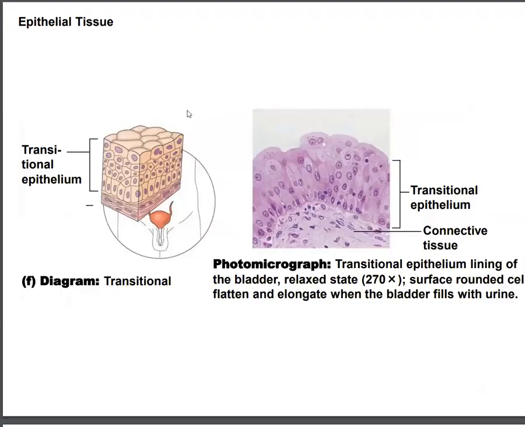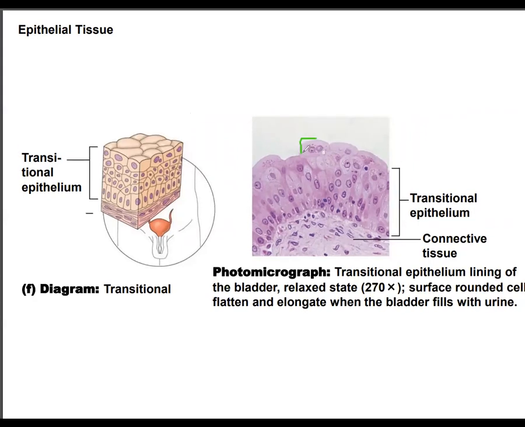Then in the epithelial tissues, we have one rule breaker. This rule breaker only has two names, so he doesn't have a first, middle, last. He only has a first and last name. This is your transitional epithelium, and transitional epithelium has these rounded tops or these scalloped edges. Okay, so these scalloped edges or rounded tops clue you in that this is transitional epithelium.